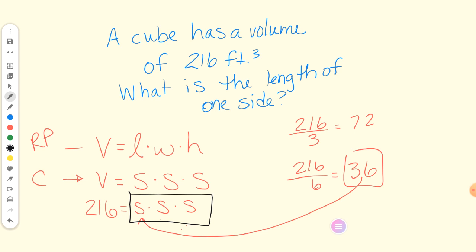Okay, 5 times 5 times 5 is 125. Too high or too low? Too low. We're trying to get to 216, so it's too low. Alex? 6 times 6 times 6 is 216.